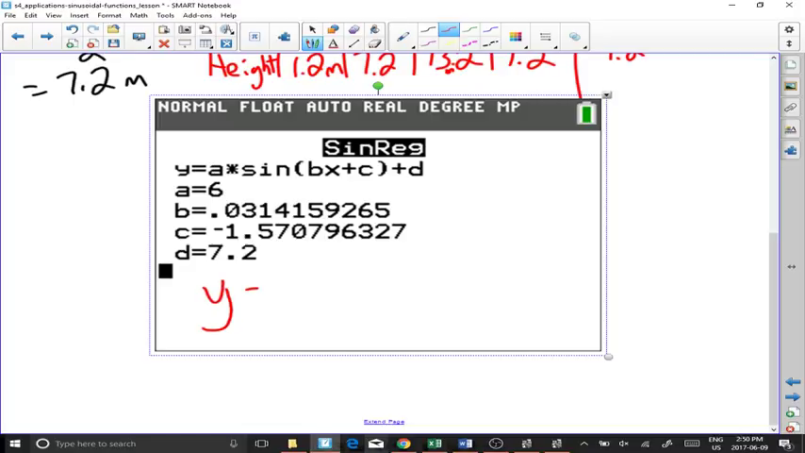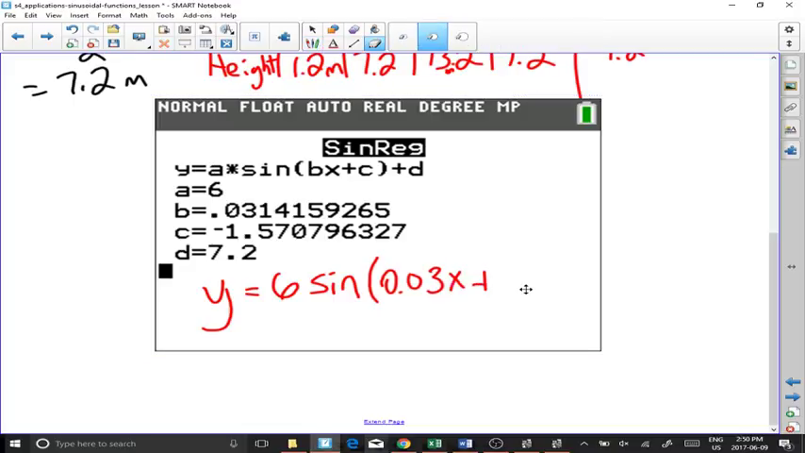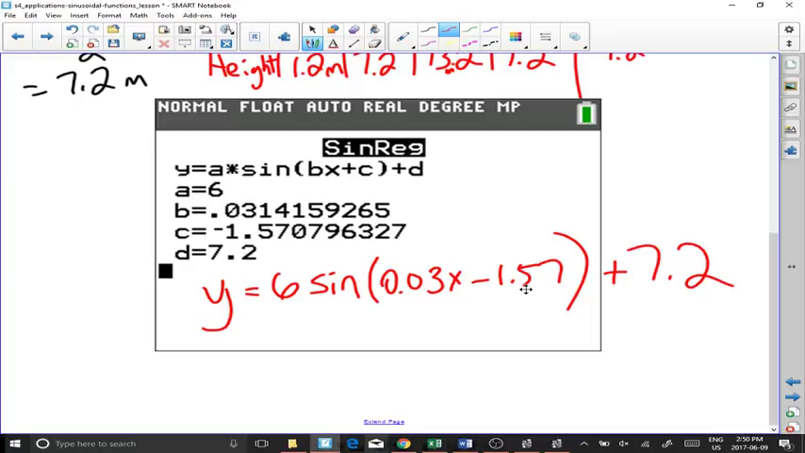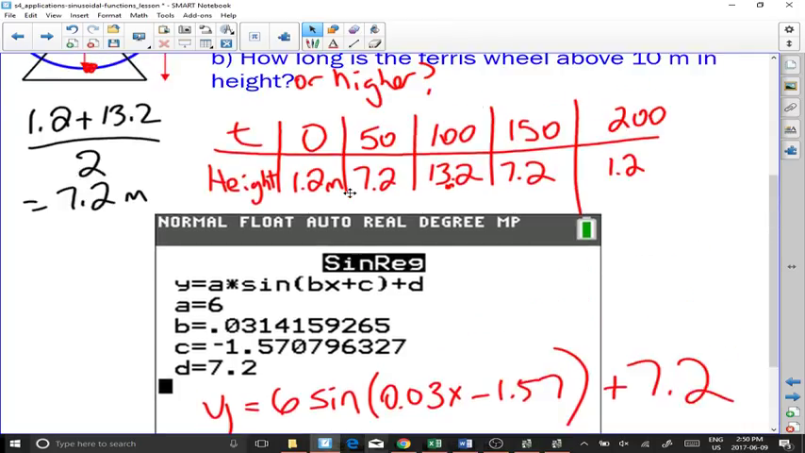So you could write it as Y equals 6 sine 0.03x minus 1.57 plus 7.2. That's fine. But you can't do it any other way. You can't just leave it as A equals this, B equals this, C equals that, D equals that. Now we can answer the rest of the question, meaning how long is it 10 meters high or higher?